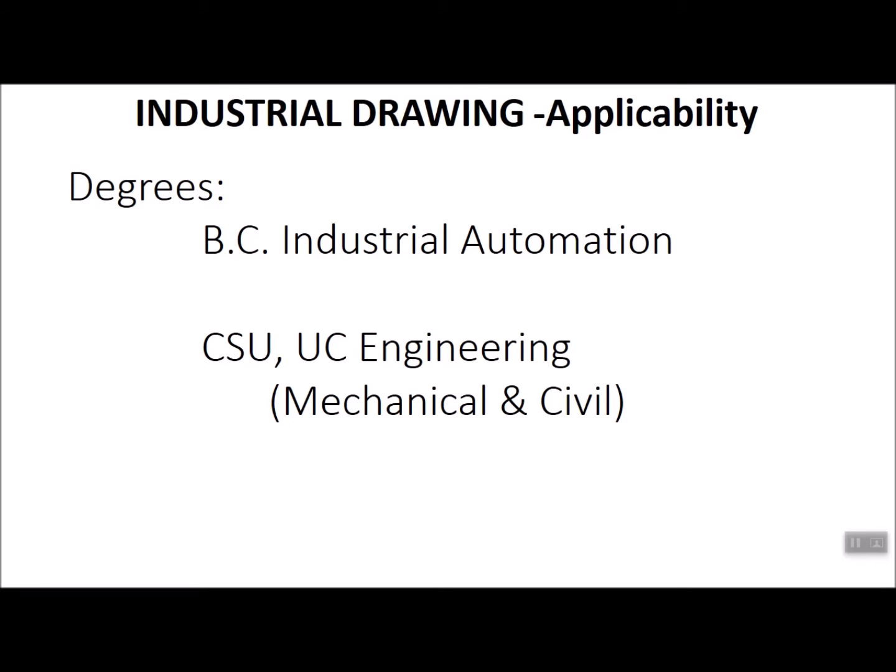There are also degree connections for the industrial drawing classes. We know the BC Industrial Automation program is very popular and very well supported. These are some of the required classes to get into that program. We also have connections to the CSU system and the UC system. For engineering, some of the mechanical and civil engineering programs require that the students take some of our classes.